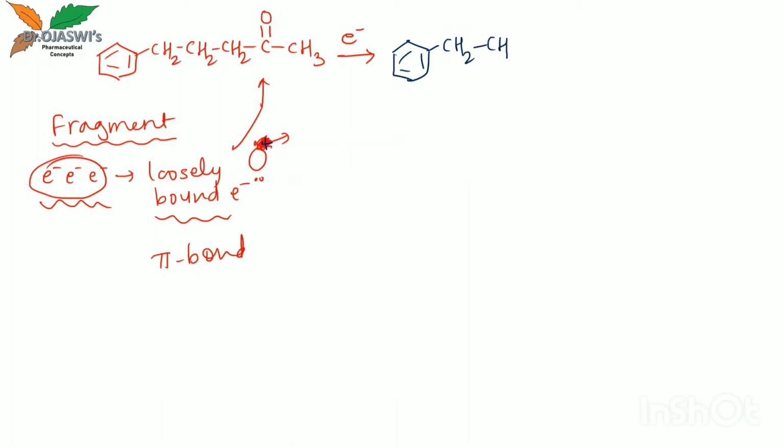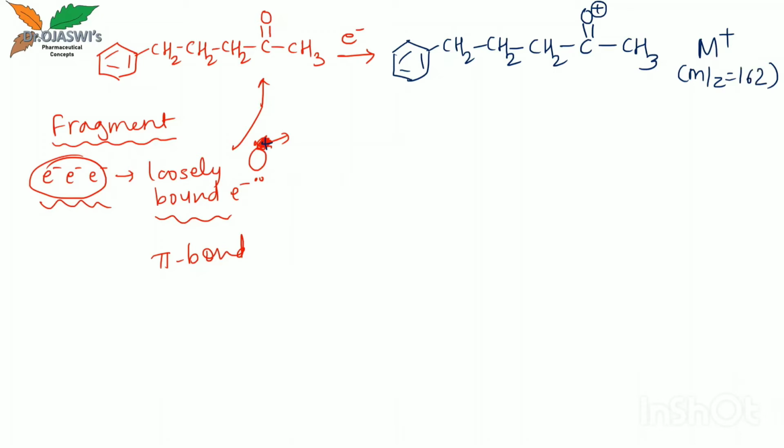CH2 CH2 CH2 C double bond O CH3. I am writing a charge here, and I will call this the molecular ion, denoted by capital M plus, and immediately I will write the m/z value, also called the m/e value, that is the mass to charge ratio. The mass to charge ratio for this particular structure is 162.